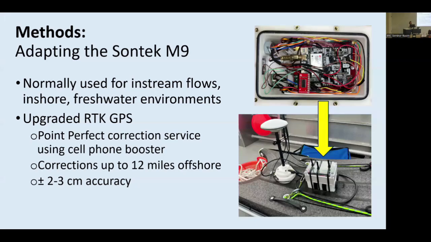Onto my methodology. First, before we could take the Sontek M9 offshore, we needed to adapt or upgrade it with an RTK GPS, because normally this ADCP is used in in-stream flows, inshore and in freshwater environments. So once we upgraded that, we used a PointPerfect correction service using a cell phone booster, since this is an online server and we're offshore. And we can get corrections up to 12 miles offshore. And with this RTK GPS, we're able to get 2 to 3 centimeter accuracy in our GPS coordinates, giving us better accuracy for our current measurements.